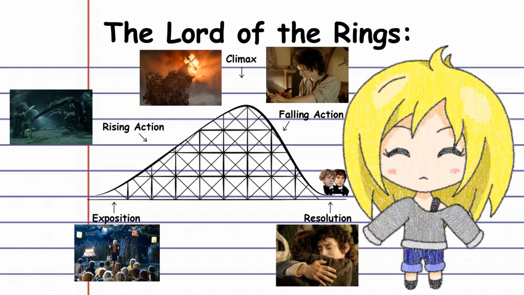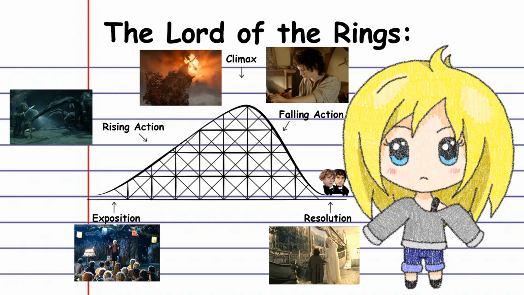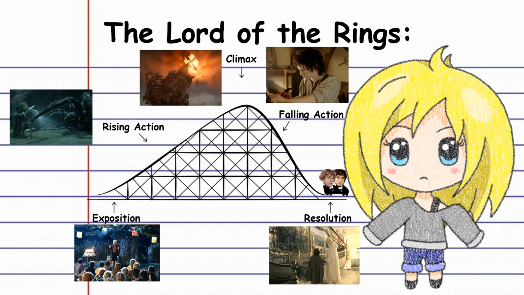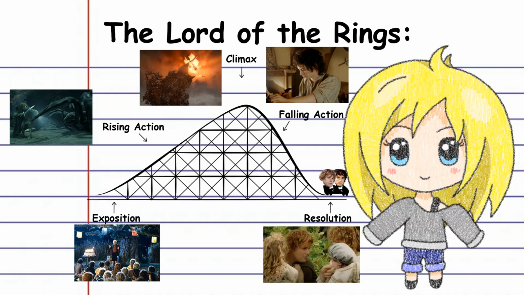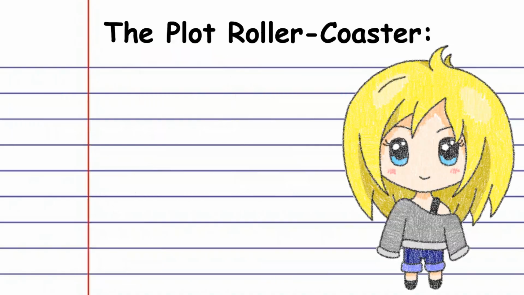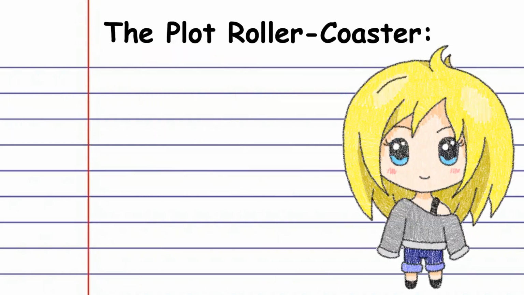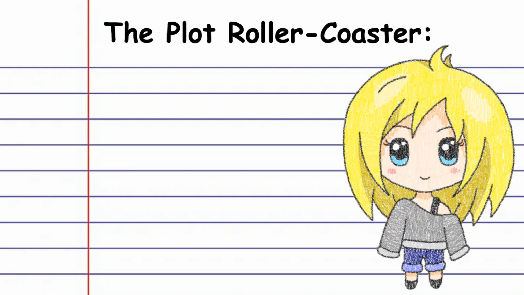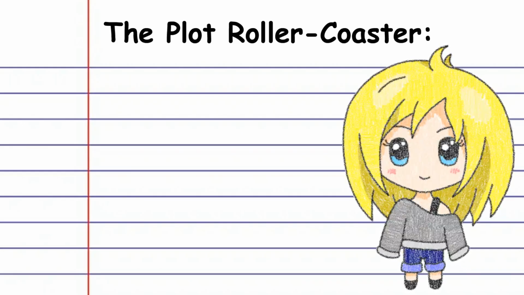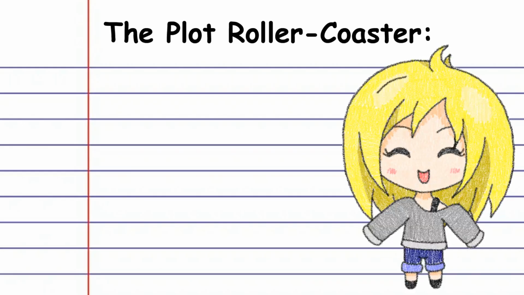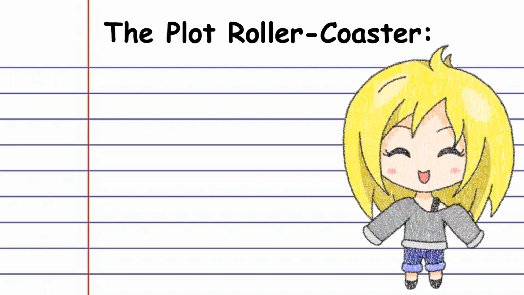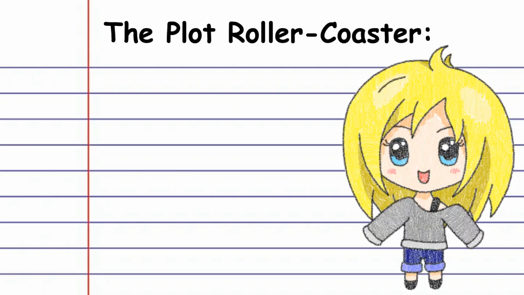Frodo says his final goodbyes to his friends. Frodo, Bilbo and Gandalf leave for the Grey Havens, and Sam, Merry and Pippin go back to the Shire. So if you decide to use the plot roller coaster, there are only 5 main things that you need to decide on before you start writing your novel. That is why this plotting method is so popular among pantsers. The outline is very, very basic.